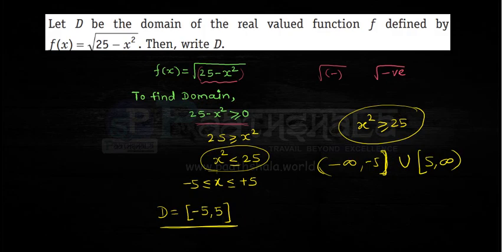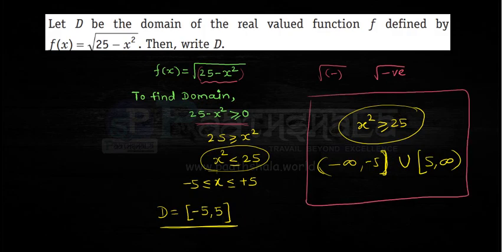Students always make a mistake in this type of question. When x square is less than or equal to 25, x must lie between minus 5 and 5. If x square is greater than or equal to 25, it means the value is always greater than or equal to 5, it is never between. But here the value of x is less than 5 or equal to 5. So this is the basic difference. Students must understand. So our answer is D equals minus 5 to 5.